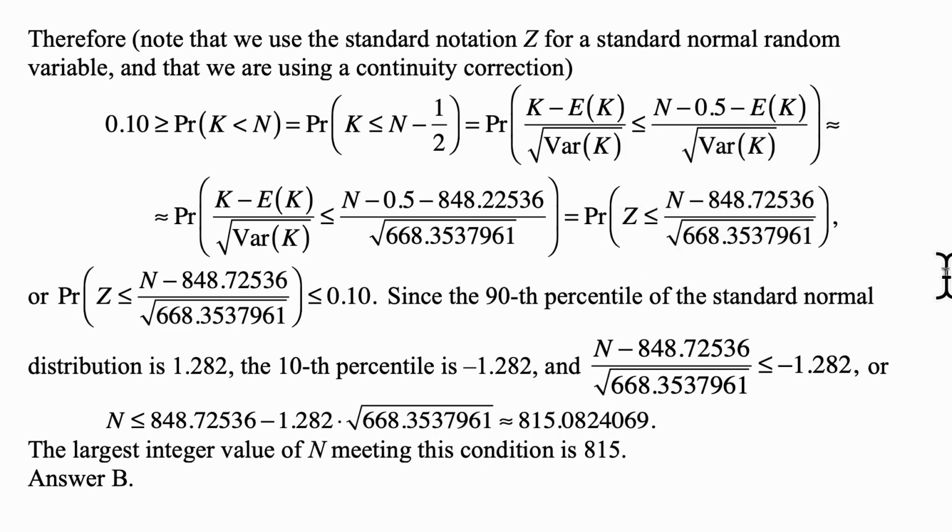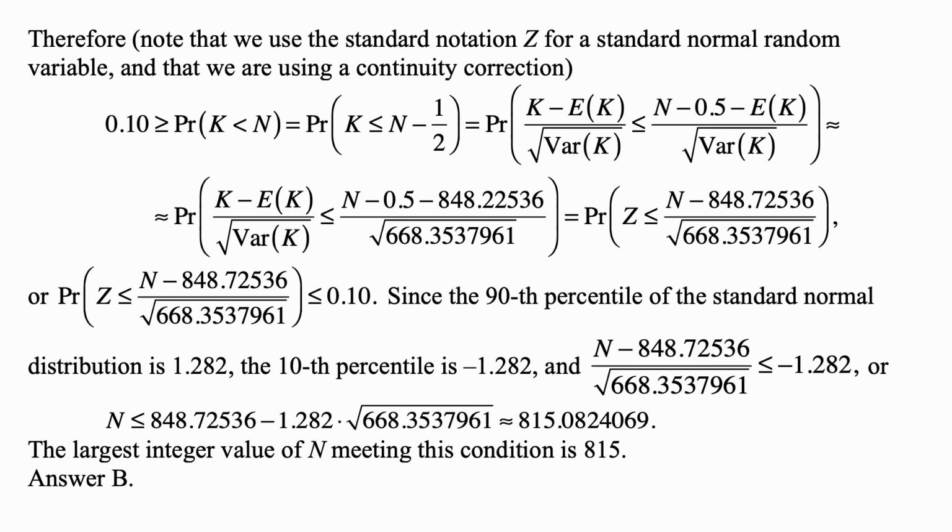And this is what we get. The probability that Z is less than or equal to n minus 848.72536 divided by the square root of 668.3537961 is less than or equal to 0.10. Well, that means that the 90th percentile of the standard normal distribution is 1.282, and the 10th percentile is negative 1.282, because this probability is less than or equal to 0.10, so we are at the 10th percentile.